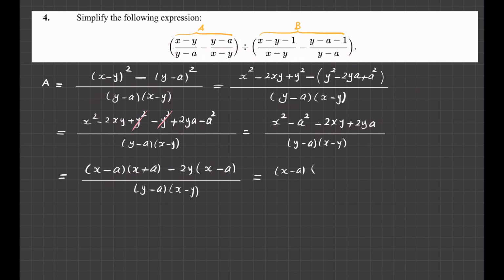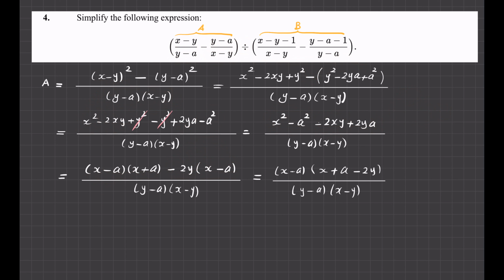And what is left from the first one, x plus a is left. And what is left from the other one, minus 2y is left. So it becomes x plus a minus 2y. But I am a little bit unfortunate here, because even though I factorized the numerator, I was not lucky enough to see that something is being simplified.